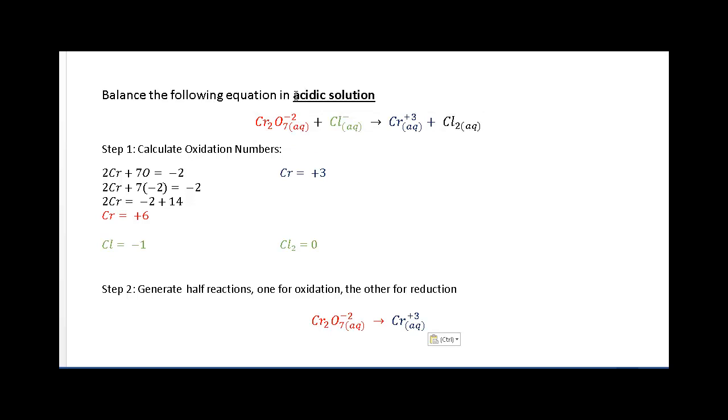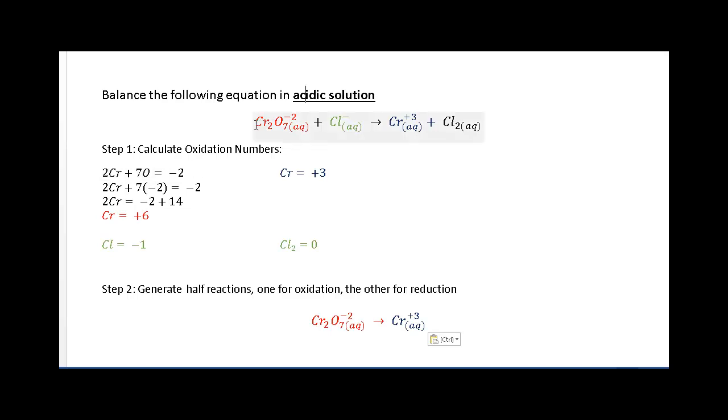Why are protons in abundance? Because this redox reaction is happening, they tell us, under acidic conditions. If they tell you it's happening under basic conditions, you will balance it with OH-. So the first step is to calculate the oxidation numbers.